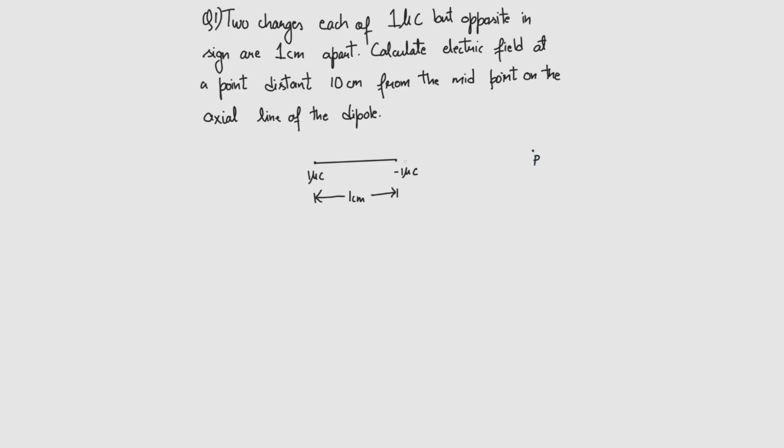Let's say the point P. And the dot in the center of the dipole is O. Let me name this point O, this point A, and this point B. So from O up till P, it is 10 centimeter. So this is a simple diagram just to understand.